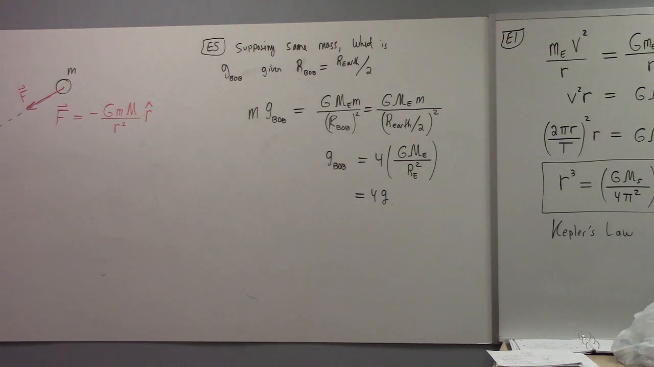Conversely, what happens if you go from the radius of the Earth out to twice the radius of the Earth? What's gravity out there? It's not G over 2, right? It's G over 4, right? So this is how gravitation is. It's inverse square.